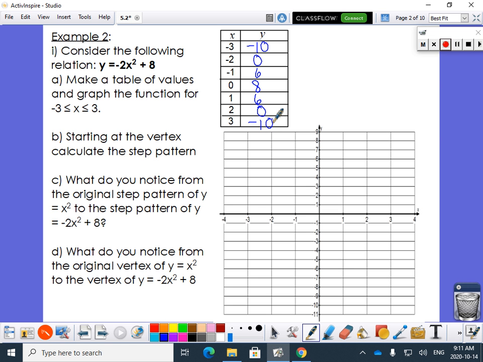Okay, we're going to plot this. Negative 3, negative 10. Negative 2, 0. Negative 1, 6, 0, and 8. And then I just come over here. Okay, just plotting the points here.